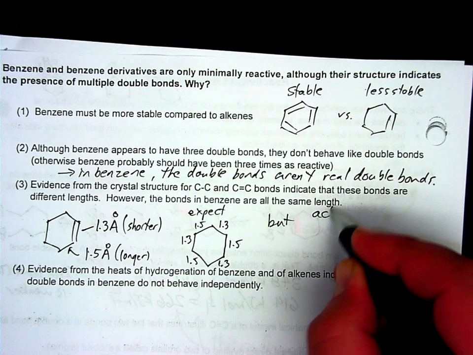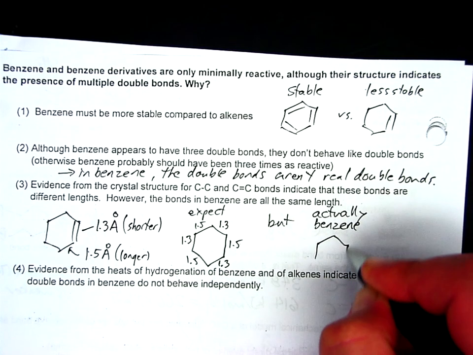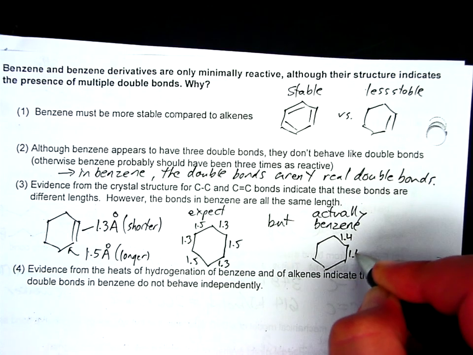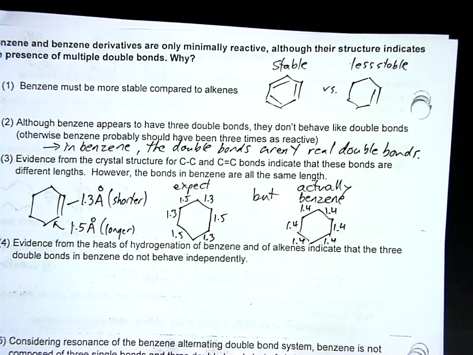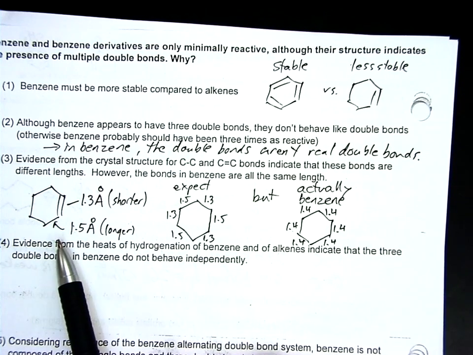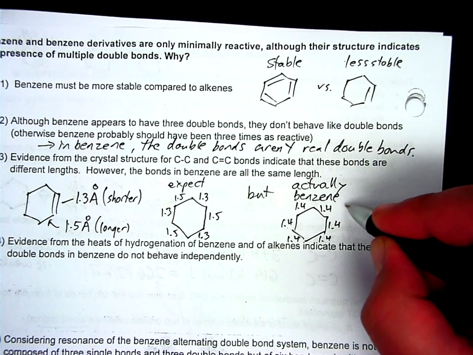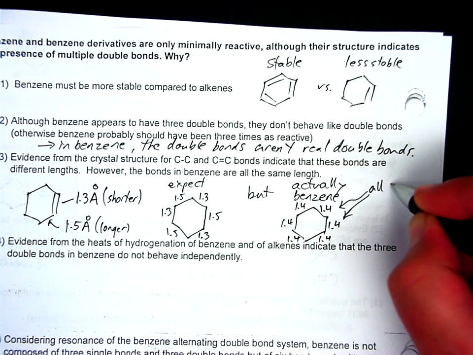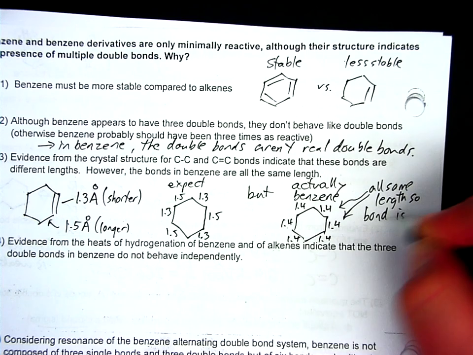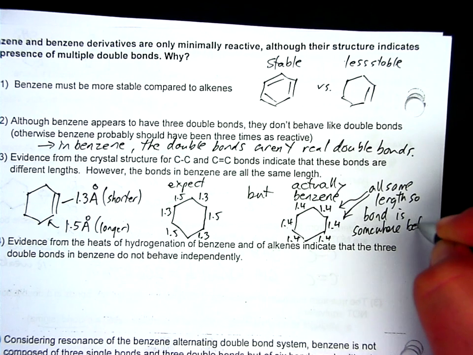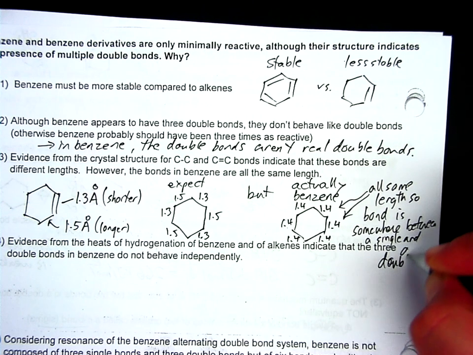But actually, benzene has this structure. It is perfectly symmetrical, and every single bond length is 1.4, all identical. What does that tell me? A couple of things. The bond length is halfway between a double bond and a single bond, and they're all identical, so they all have the same type of bond. The bond is somewhere between a single and a double bond length.